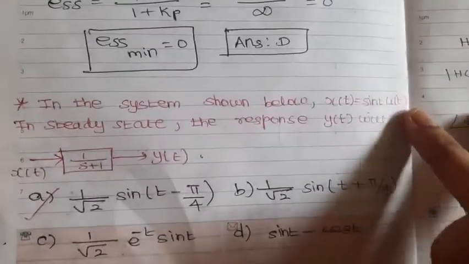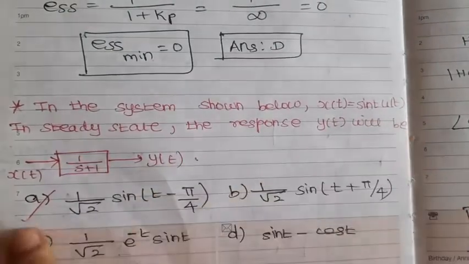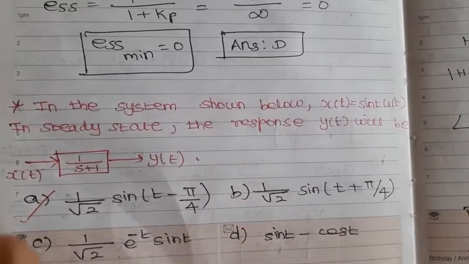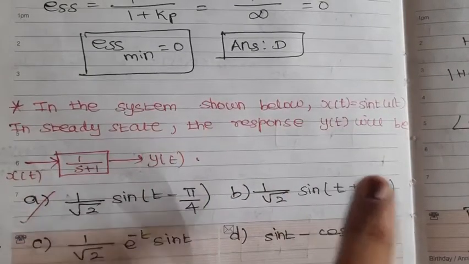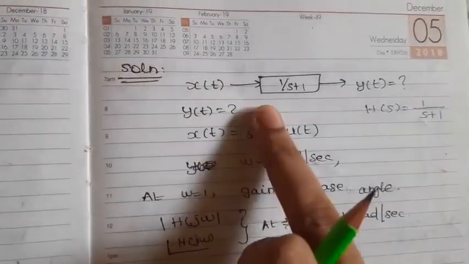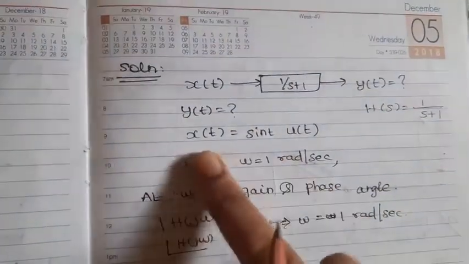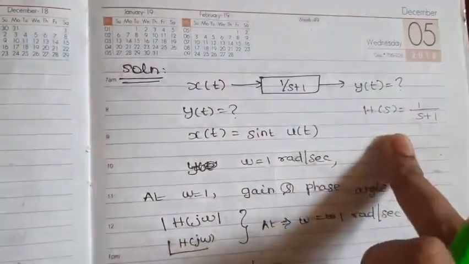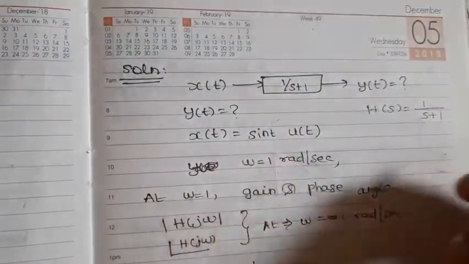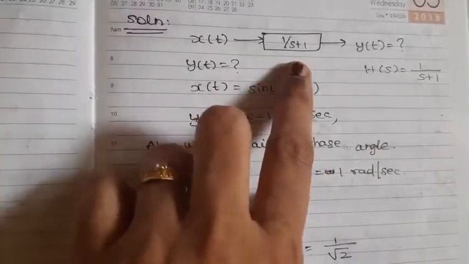Then in the system shown below, x of t equal to sin t u of t, in steady state the response y of t will be? We are going to find out y of t in steady state. X of t is given as sin t u of t, so in general sin omega t. What is omega here? Omega equal to 1 radian per second. At omega value 1, we are going to find out the magnitude and phase of this one.